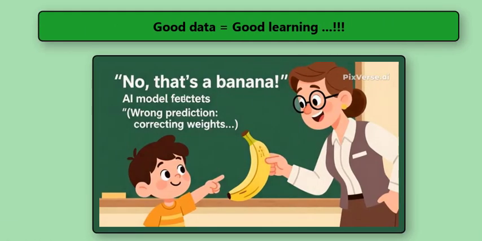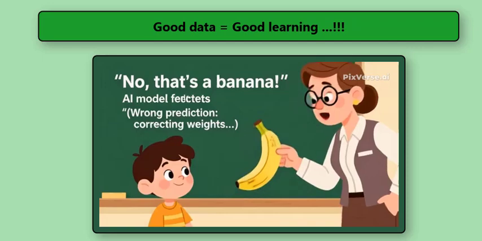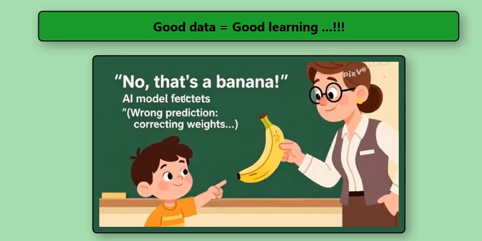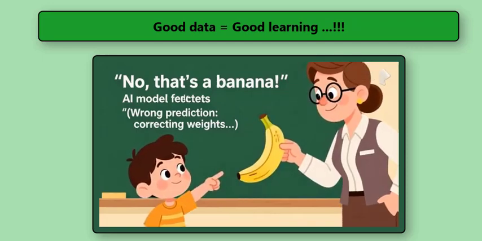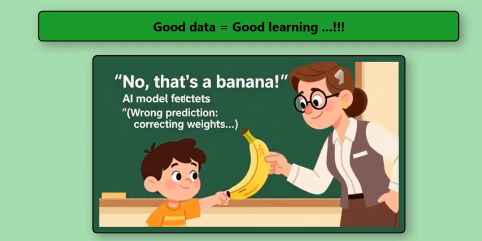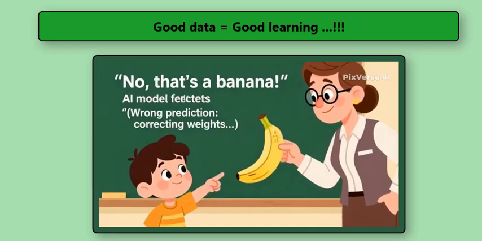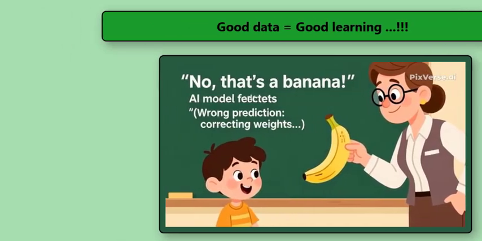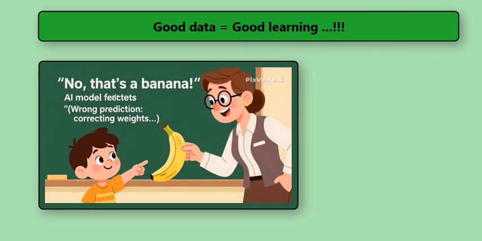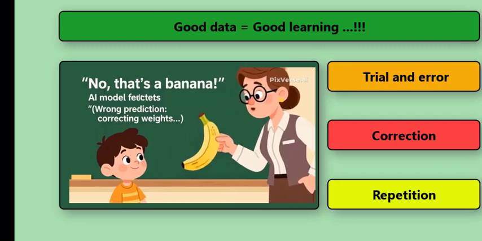Imagine a child is taught that bananas are apples. Every time they see a banana, they'll excitedly tell everyone, "Look, an apple!" until someone corrects them. Enough corrections and the child updates their knowledge. "Oh, that yellow fruit is a banana, not an apple." Machines do this too. They learn from their mistakes by trial and error, correction, and repetition.